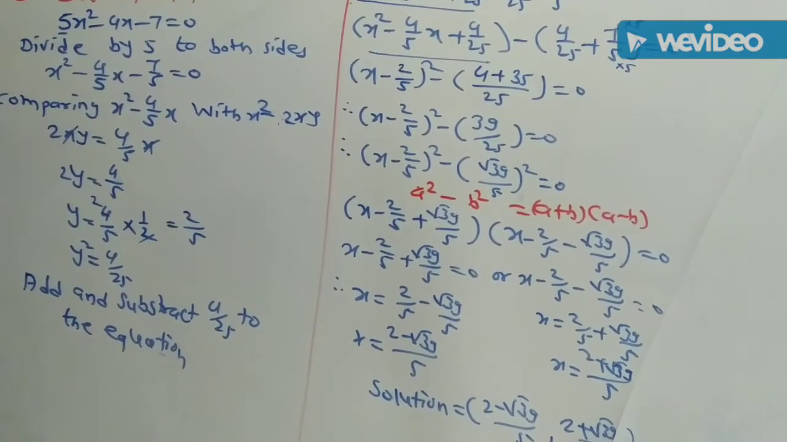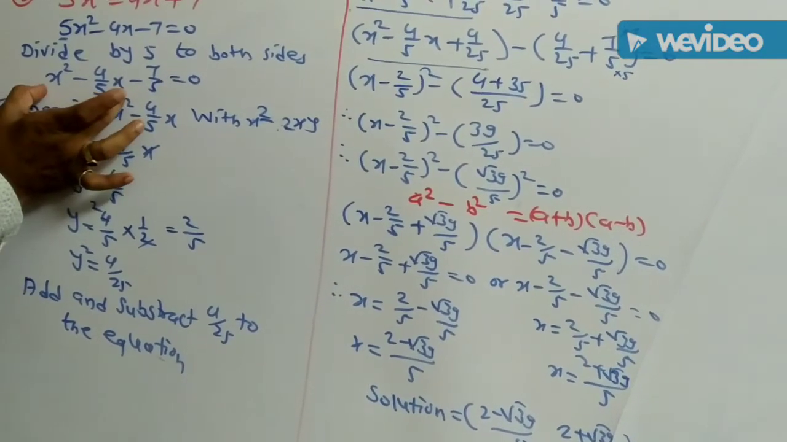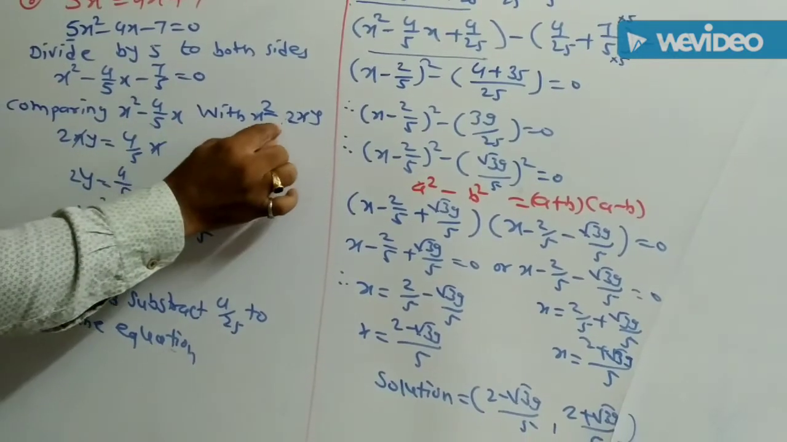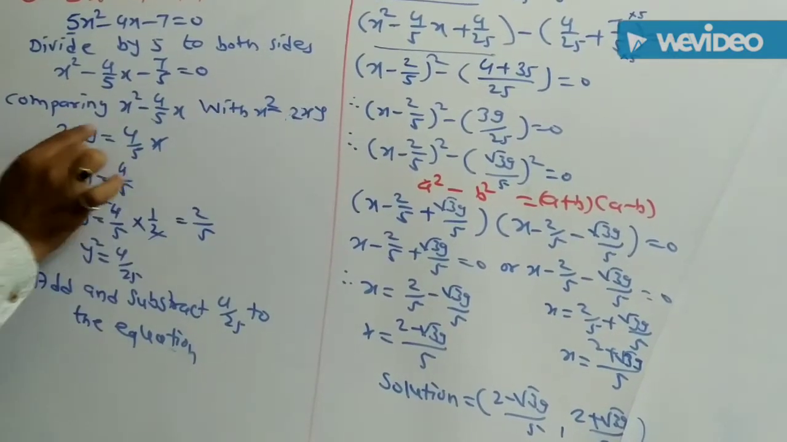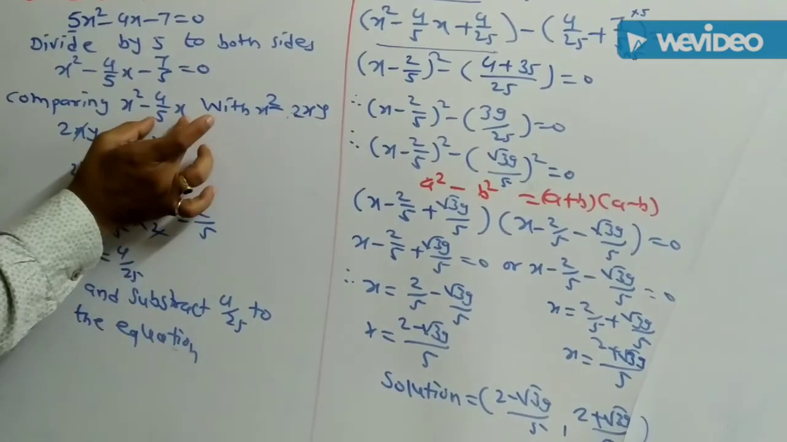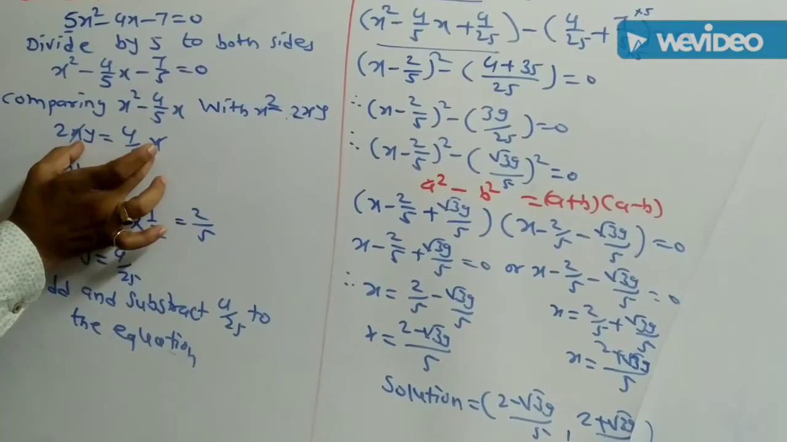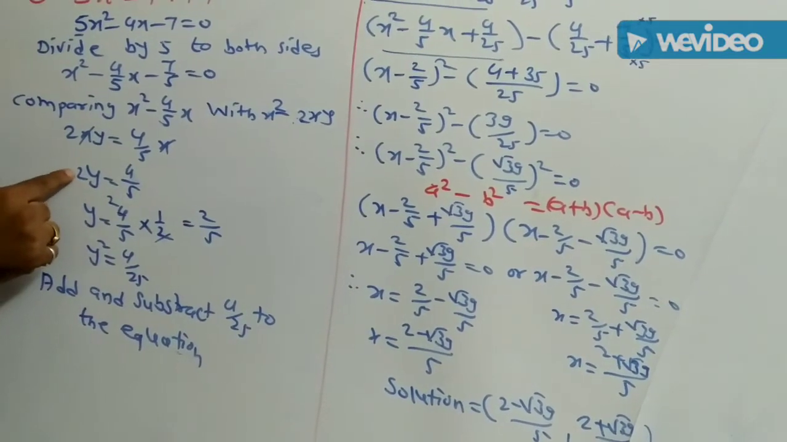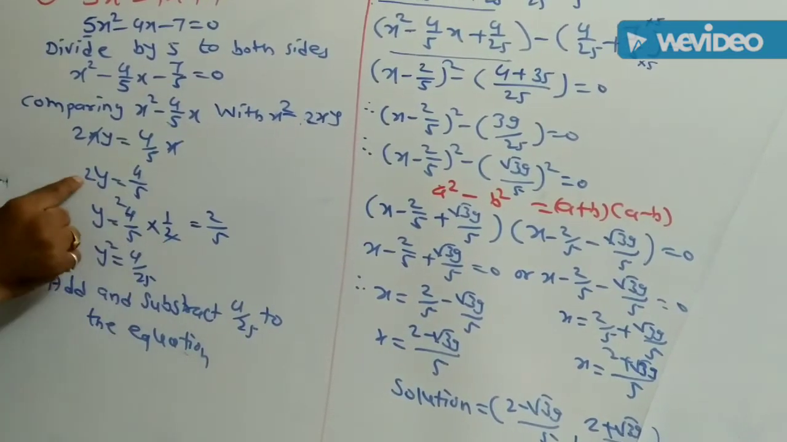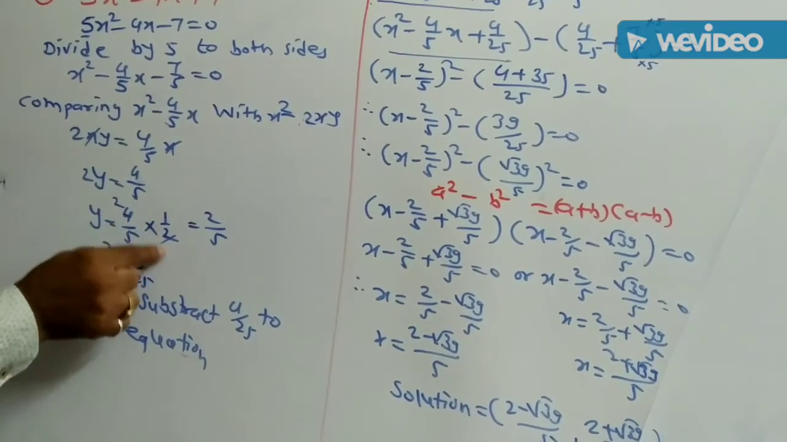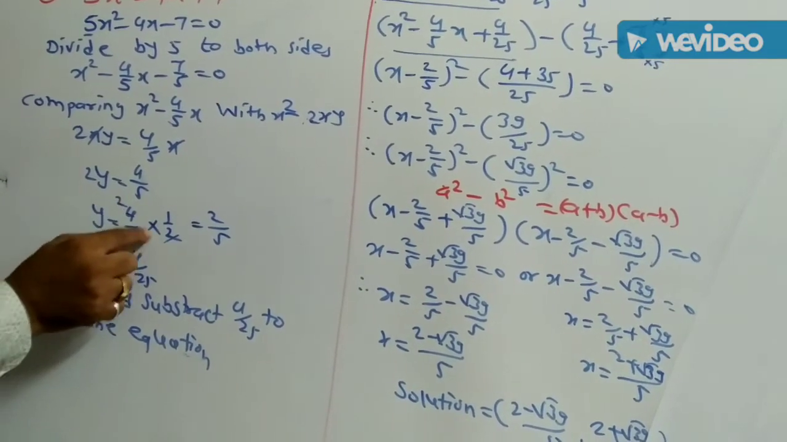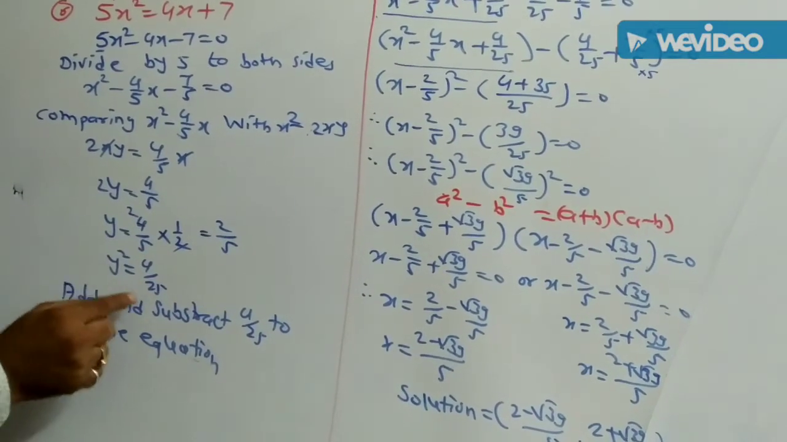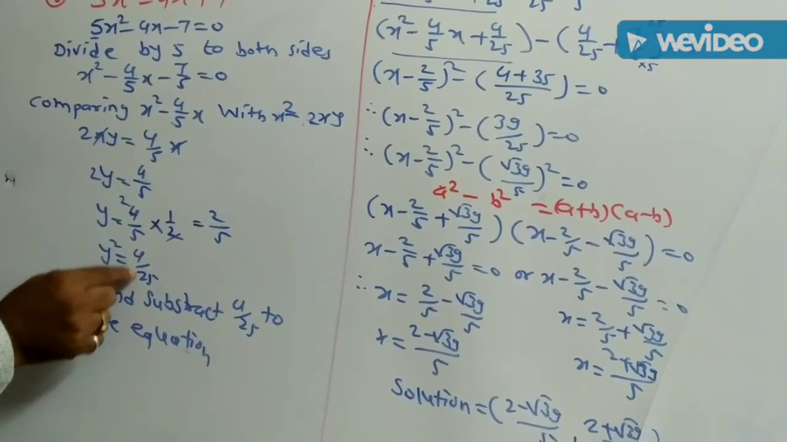Now to find the value of the third term, compare the first two terms of the equation, x square minus 4 upon 5x, with x square minus 2xy. Now here we get 2xy is equal to 4 upon 5x. x gets cancelled. 2y is equal to 4 upon 5. To find the value of y, the multiplication by 2 gets converted to division. Instead of division, take multiplication and the reciprocal: 4 upon 5 into 1 half. 4 divided by 2 is 2, so 2 upon 5. On squaring, we get y square is equal to 4 upon 25.